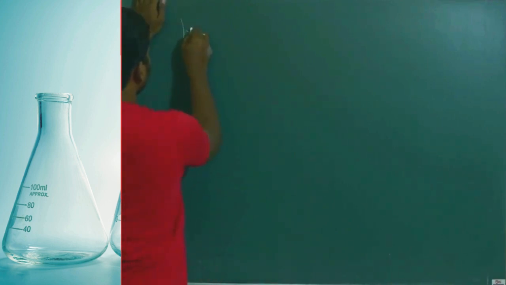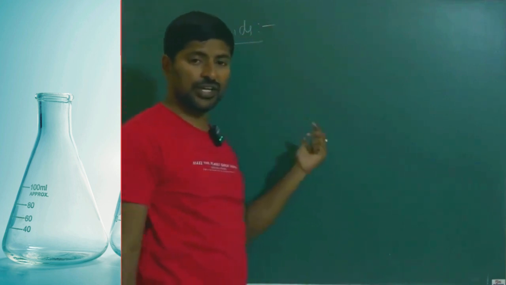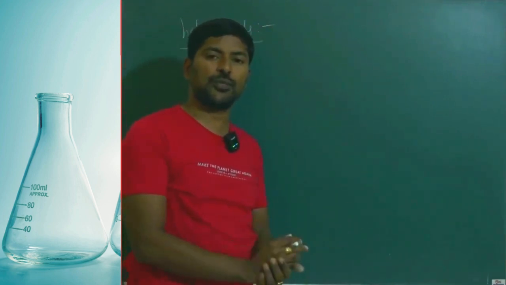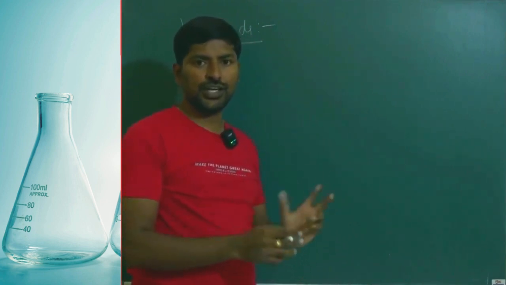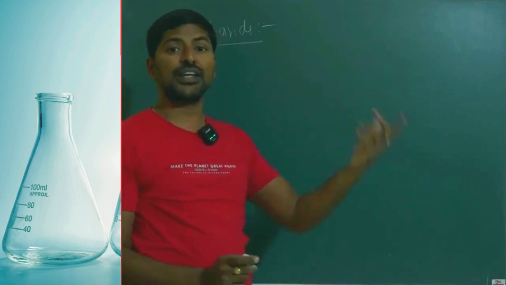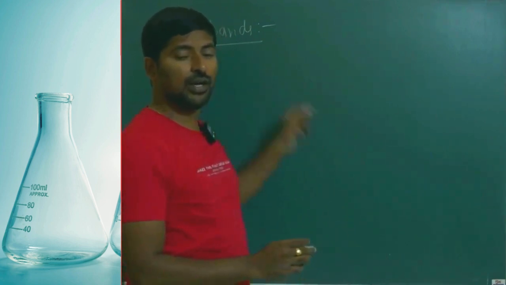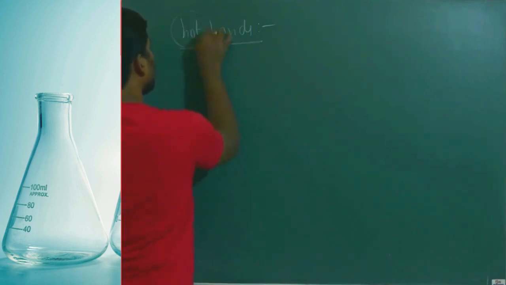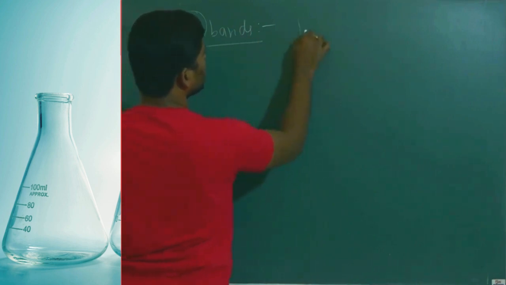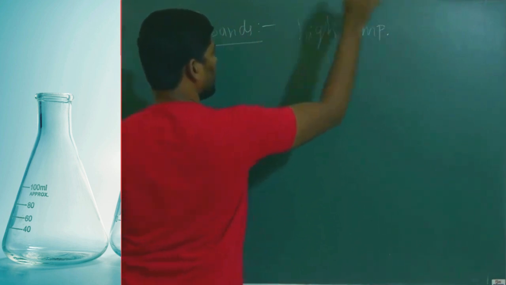And the last one, hot bands. The transitions occur from higher energy levels. In the previous cases, all the transitions we considered were from the 0 level, the ground state: 0 to 1, 0 to 2, 0 to 3. If you consider transitions from higher vibrational energy levels, the corresponding signals are called hot bands. These are called hot bands since generally they are observed at high temperatures.